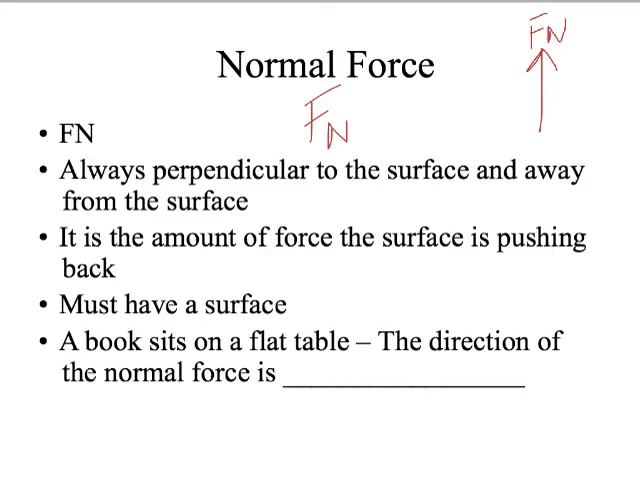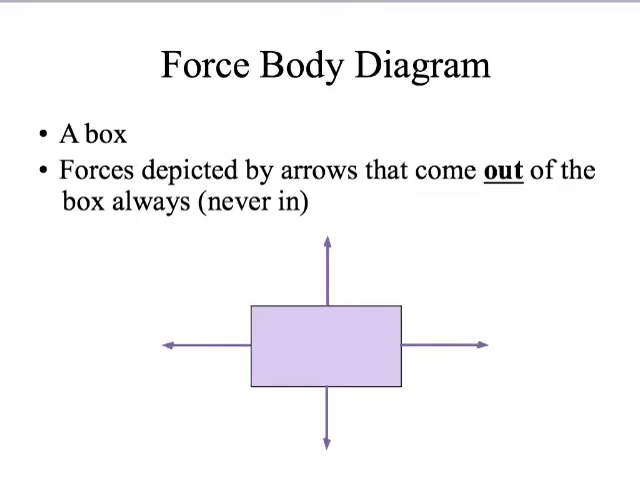So in order to have a normal force, you have to have a surface. So say an object is just falling in the air, then there would not be a normal force. But in this example, a book sitting flat on a table, the direction of the normal force is going to be up or perpendicular to the table. Okay, that's just a little symbol that means perpendicular if you haven't seen that in math class before. So, force body diagrams. They are always a box, all right?